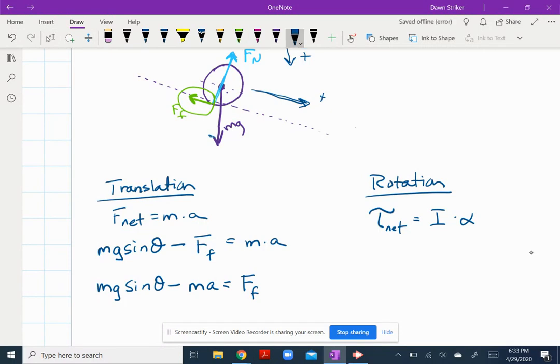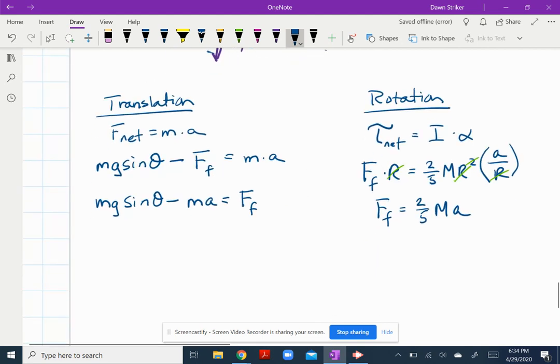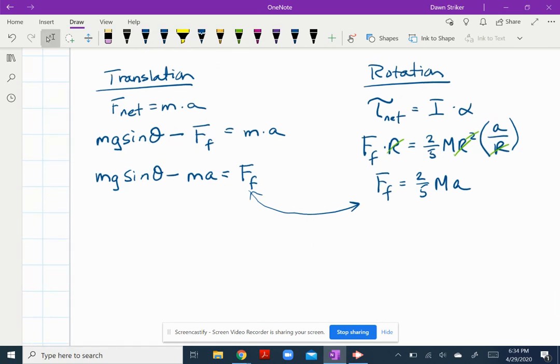All right, force of friction times the radius is equal to 2/5 mr squared times alpha, which is really a over r. And again, we love it when things cancel. This r cancels, this r cancels. And in the end, I get force of friction is equal to 2/5 ma. So now I've got friction in two places. I've got two equations involving my two unknowns, a and force of friction. I can solve for either one.